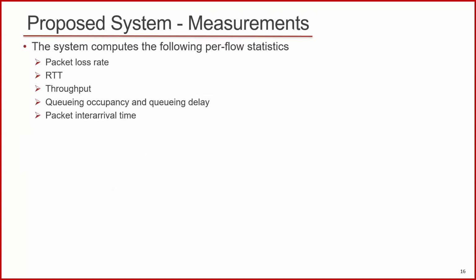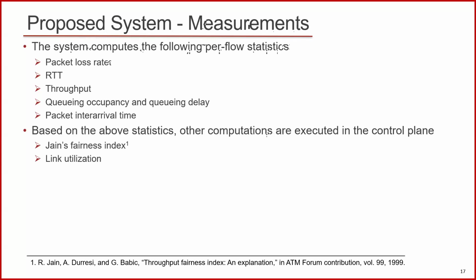So the proposed system is capable of computing the following per flow statistics: the packet loss rate, the RTT, the throughput, the queue occupancy and the queuing delay, and the packet inter-arrival time. All of these are calculated per flow except the queue occupancy, which is measured on a per router basis and not per flow basis. Besides these measurements, we are calculating other measurements based on the aggregated values of all the flows. So the control plane will have access to all the measurements of different flows.